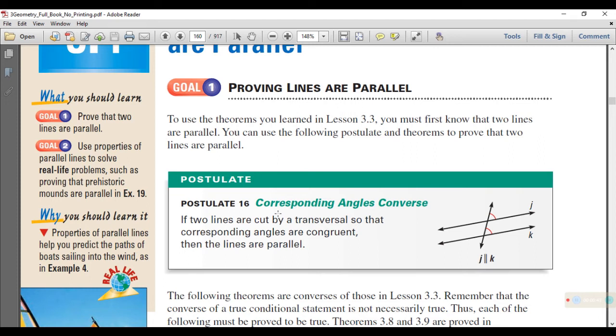So, noon, nagsimula tayo with two parallel lines. If two parallel lines are cut by a transversal, the corresponding angles are congruent. Ngayon, baligtad siya. Ito na yung conclusion. The lines are parallel.